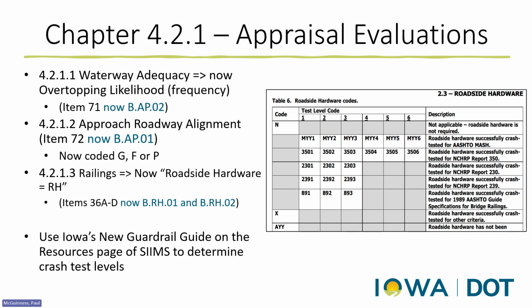But for Iowa inspectors, Iowa's created this new guardrail guide on the resources pages of SIMS to help you determine these crash levels and code the appropriate coding in SNBI per the table on the right, which is in SNBI, and also I believe is copied into your manual. Not everything in SNBI is copied into the manual, otherwise that would be too redundant. So that's some of those items, appraisal items.